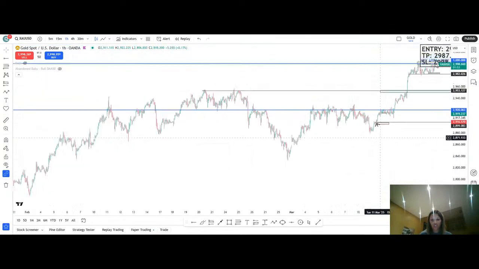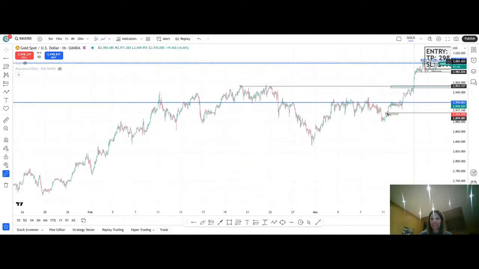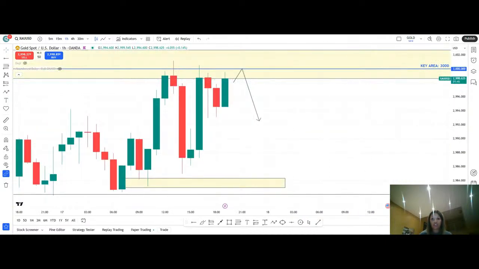Strong bullish trend. Gold has always been like this. It's at the highest. This 3,000 is an all-time high for gold. I even sent it in my chat group to notify the members that this is an all-time key area.